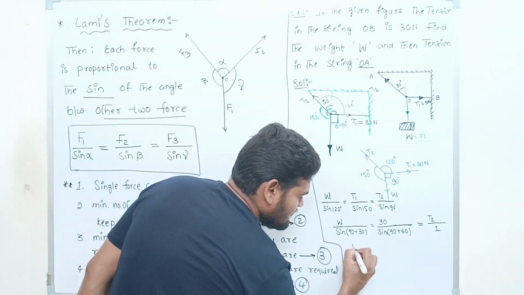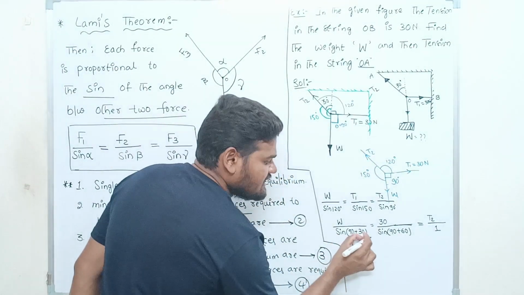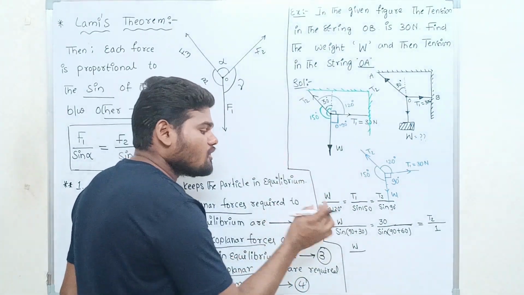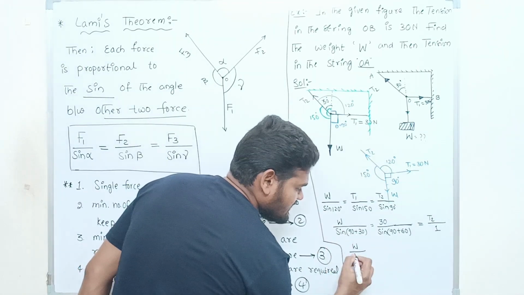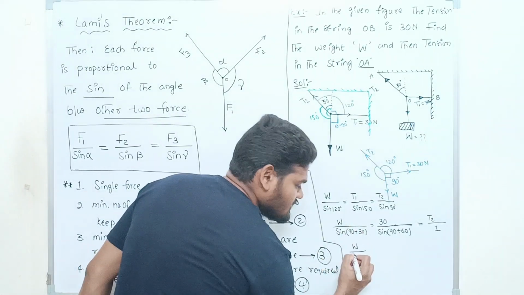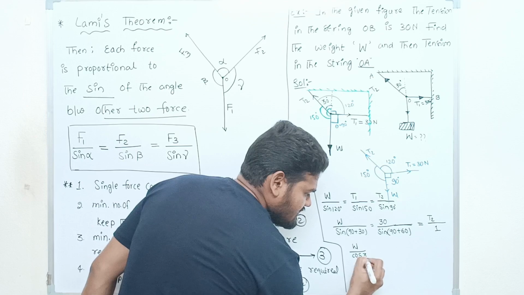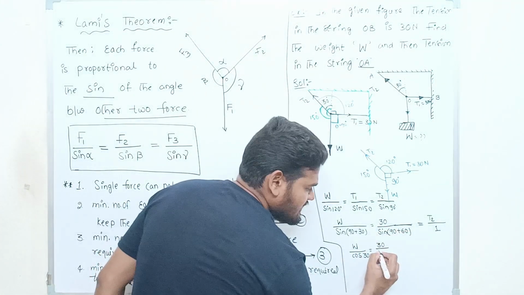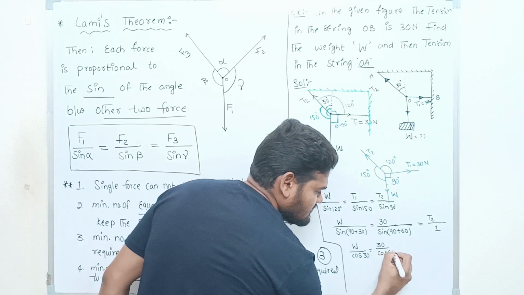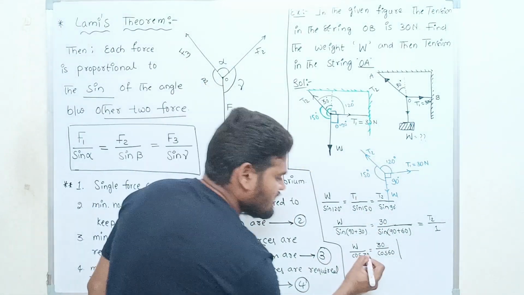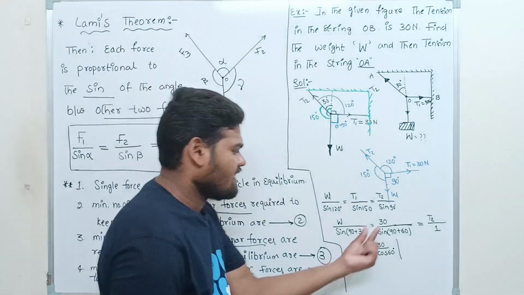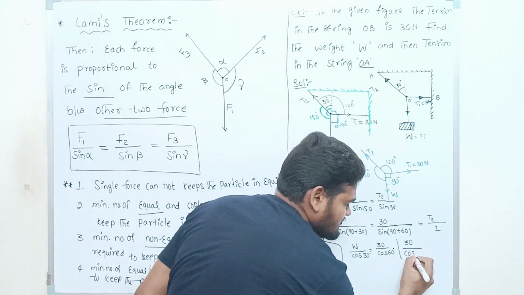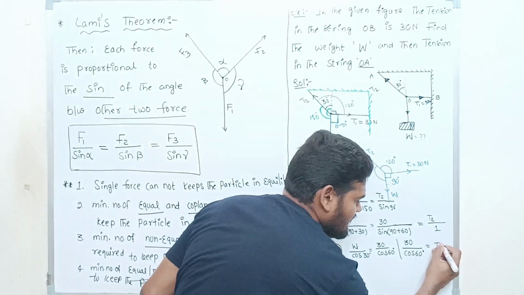So have a look. W divided by sine of 90 plus theta. Sine of 90 plus theta is in the second quadrant, and in the second quadrant, sine is positive. Sine 90 plus theta becomes cos. So W by cos 30 is equals to 30 divided by sine 90 plus 60, which is cos 60, that is equals to T2.